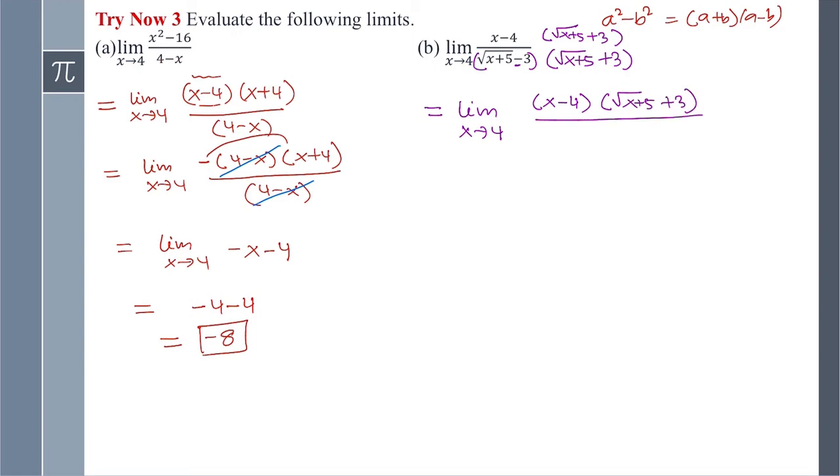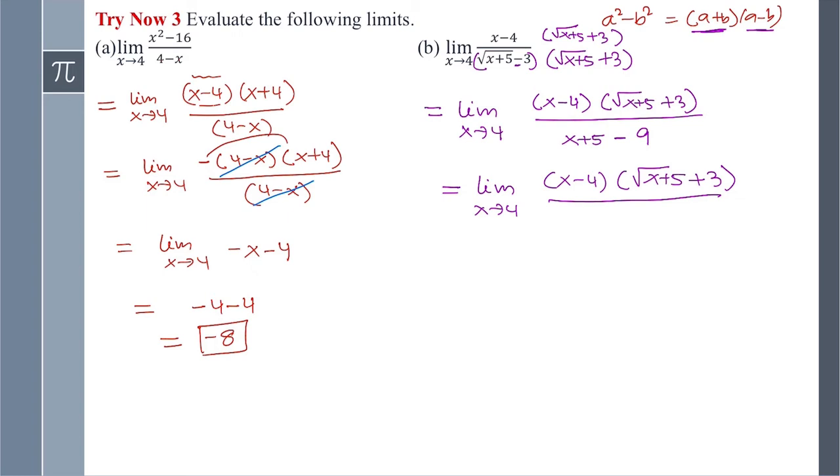And the denominator we are going to multiply again, multiplying by the conjugate. It is a plus b times a minus b is a squared minus b squared. So square root of x plus 5 squared is just x plus 5. Then minus 3 squared is 9. So that equals the limit as x approaches 4, x minus 4 times square root of x plus 5 plus 3 divided by x minus 4.